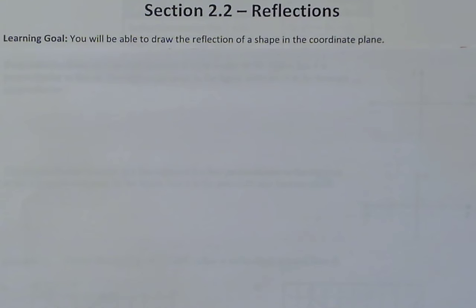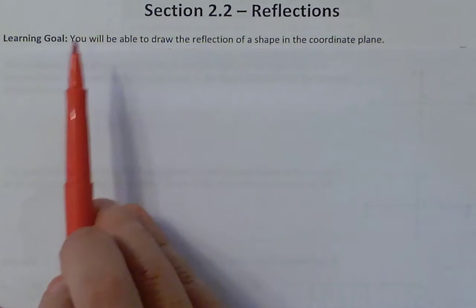So this is the second section of Module 2. So 2.1, we talked about translations. Today we're going to take a look at reflections, so our second transformation. And much like a translation, a reflection is a rigid motion. So keep that in mind for future reference.